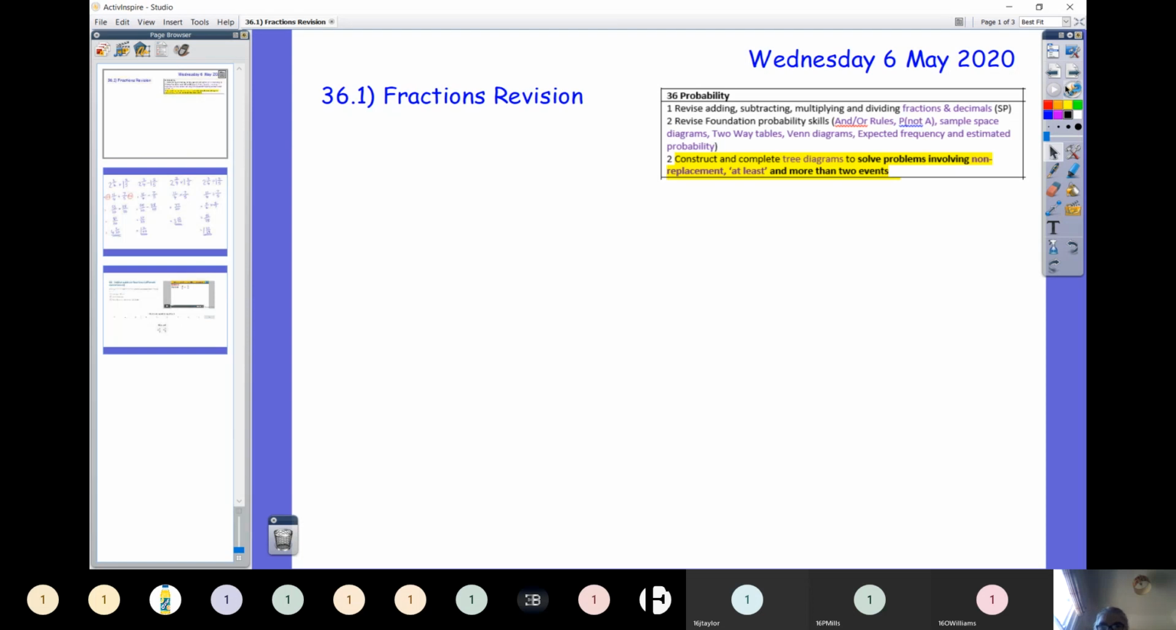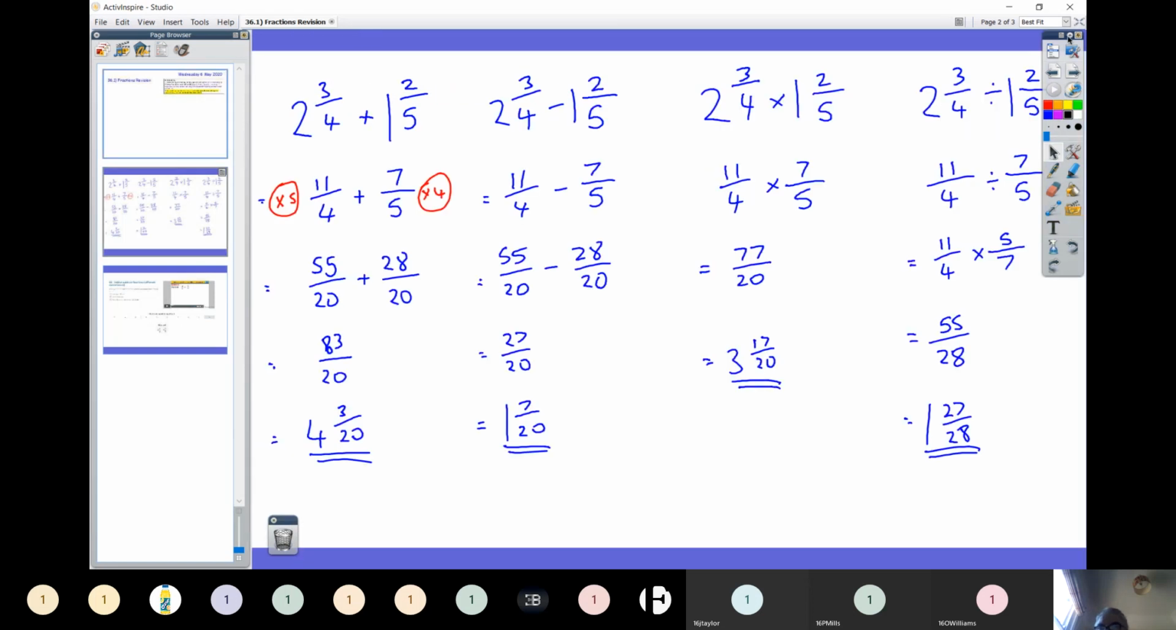Okay, so this is the one I've just chosen to model. So we're going to do everything we possibly can to 2 3/4 and 1 2/5. So first things first, whichever operation you are doing, always start off by converting to a top-heavy improper fraction.